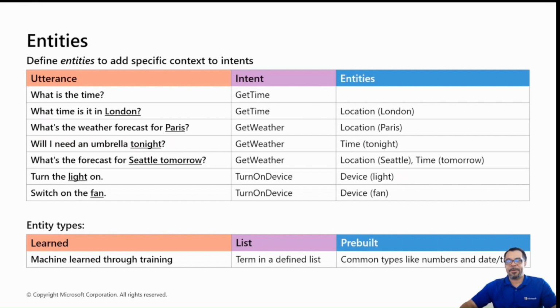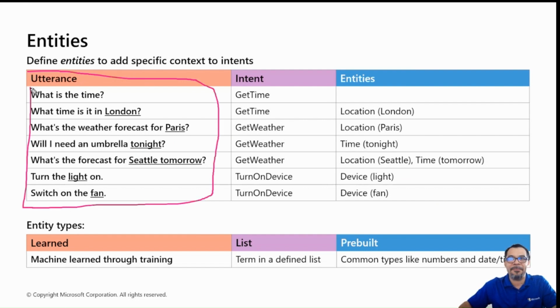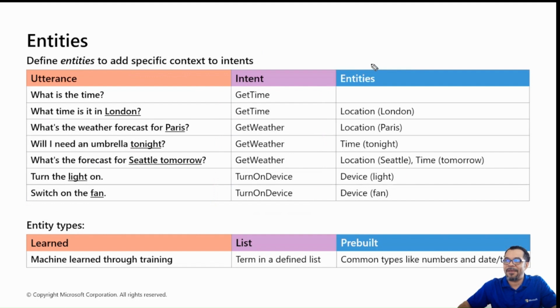Now, the next component we have is what's called entities. An entity is an additional component that you can utilize. We just talked about what an utterance is. An utterance is essentially just a statement or a question that someone makes. The intent is how do we map it back to something that the system can process on the back end. And then finally, we have the entity. Now, the entity is additional data.